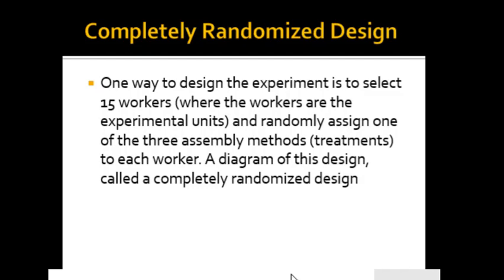Okay, so the first way to design this is called a completely randomized design. So basically what we can do is we can select 15 workers, where in this case the workers will be the experimental units, and to each of these workers we randomly assign one of the 3 assembly methods. So that would be a completely randomized design. So something like this, we have 15 workers, we have these 3 treatment methods, A, B, or C, and for each one we assign a method. So basically 5 workers will get method A, 5 workers will get method B, and 5 of the 15 will get method C.